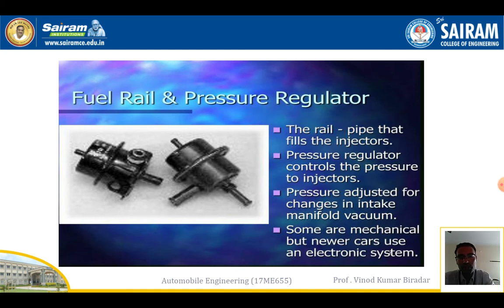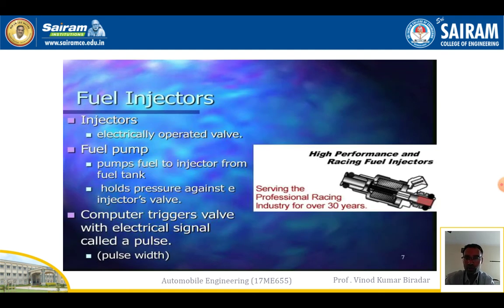Some systems are mechanical, but new cars use electronic systems; the mechanical fuel pump and related parts are used in older vehicles. Nowadays the electronic system has very small parts, such as sensors. Next, fuel injectors operate by an electrically operated valve. The fuel pump pumps fuel from the fuel tank to the injector. The computer triggers the valve with an electrical signal, also called a pulse. These pulses can be generated to stop the vehicle, and this is used in the interlock braking system.